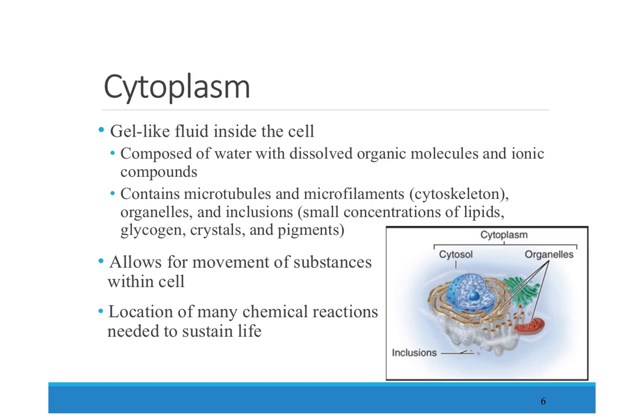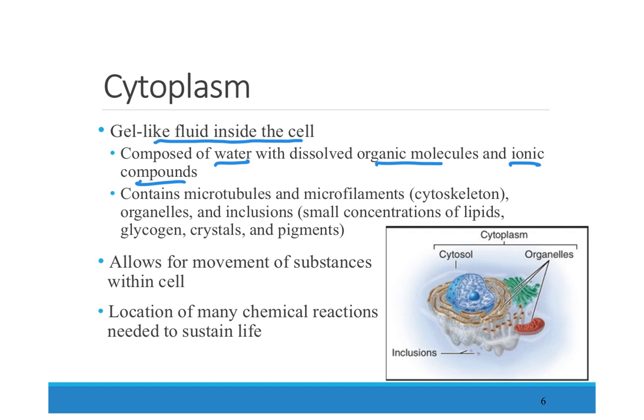The next major section of the cell is the cytoplasm, which is the gel-like fluid inside the cell. It's basically water, but inside that water you have various organic molecules, carbohydrates, proteins, lipids, and various ionic compounds or salts that are used in the chemical reactions that are occurring.